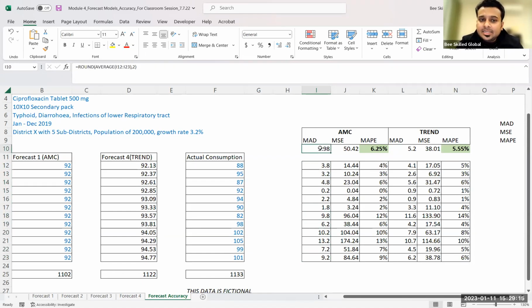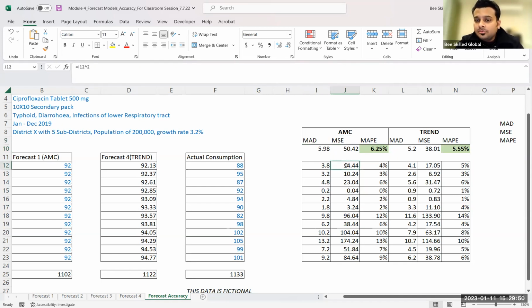So for the entire year, we take the average of the entire year. We're not going to add this. We're going to take an average of this. When we take the average, we can say in this year, for this program, for this product, the mean absolute deviation between the forecast and the actual consumption was 5.98. Okay. Now, next is mean squared error.